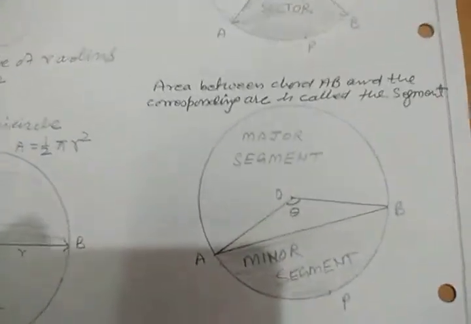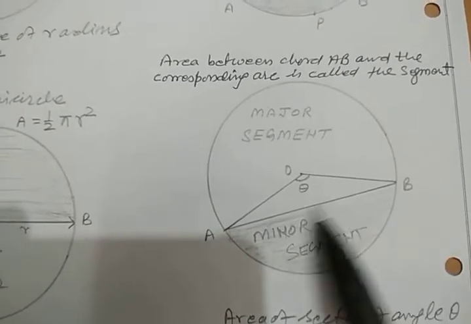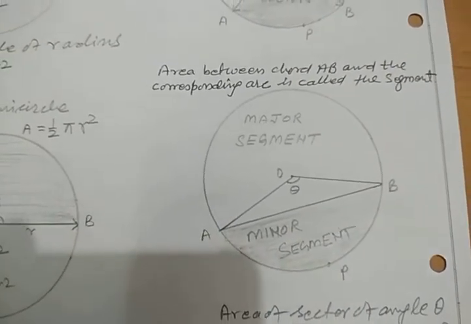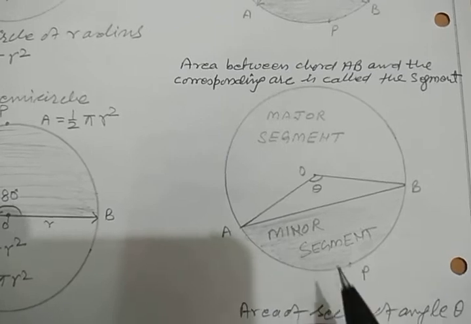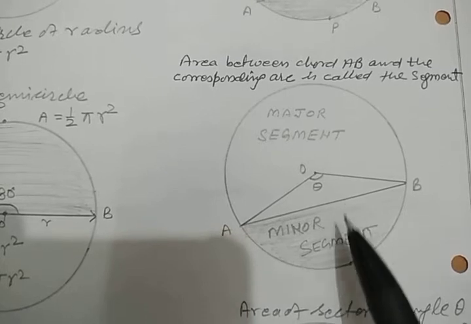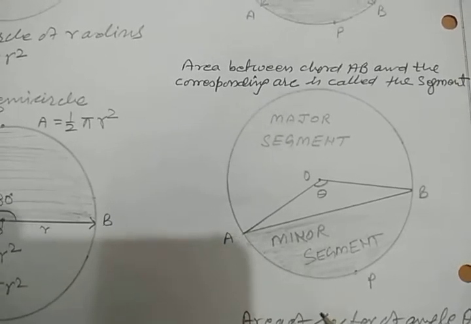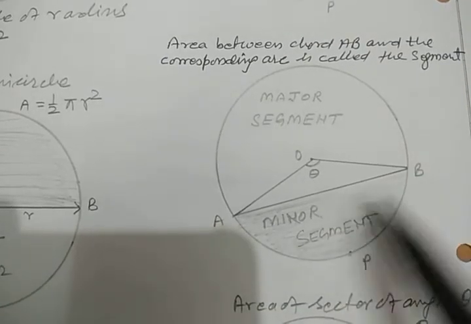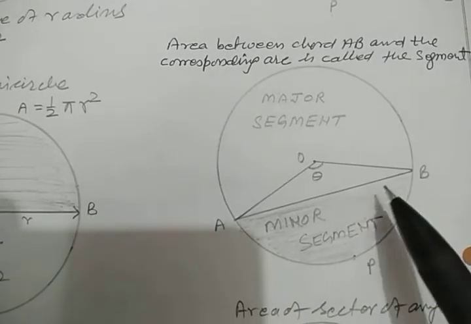Now move on to the segment. If we draw a chord AB to the circle, then this chord AB divides the entire circle into two portions. One of the portions is known as the minor segment and the other portion is known as the major segment. Which one is the minor segment? The segment enclosed by the chord and the corresponding arc APB. APB is the arc and AB is the chord.